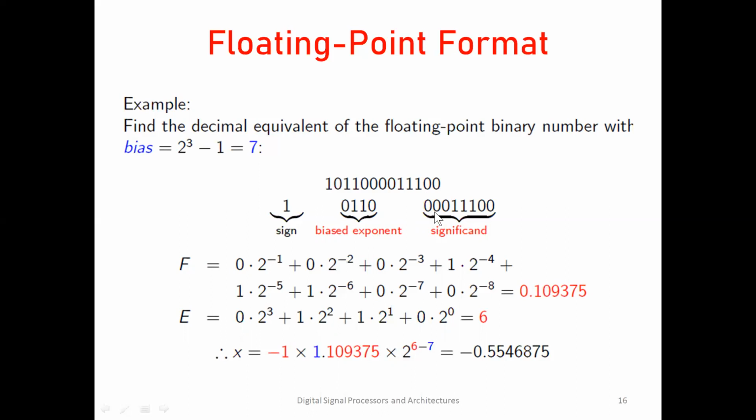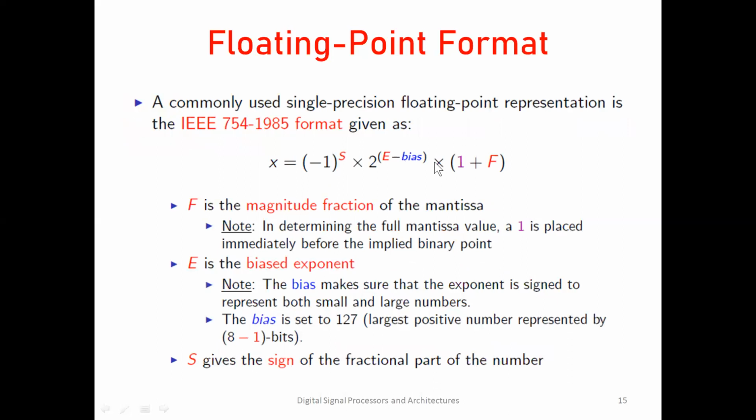0 into 2 power minus 1 plus 0 into 2 power minus 2 and so on till the last one plus 0 into 2 power minus 8, which gives the value 0.109375. And when we talk about the exponent, same thing here, the exponent is 0 into 2 power 3, it's a fixed point integer format, plus 1 into 2 power 2 and so on, which gives the value 6. So finally, to represent the number x, we go for this format: minus 1 to the power of s into 2 power e minus bias into 1 plus f.